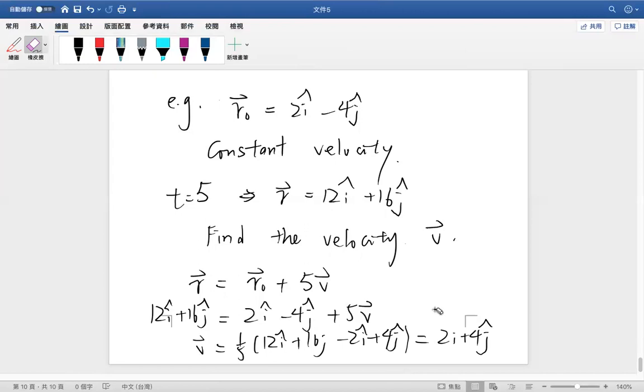So I think that's it for chapter 2. So far we are able to work with vectors and with some problems involving the velocity vector now. Any questions so far?